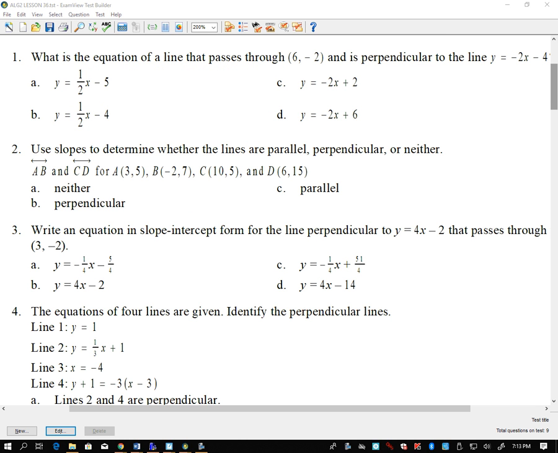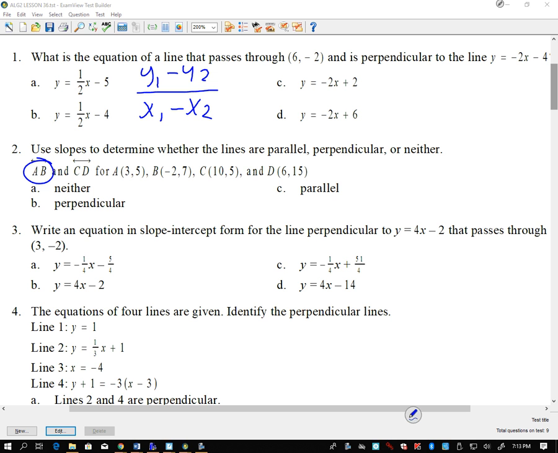Okay. Number 2, it says use slopes to determine whether the lines are parallel, perpendicular, or neither. They're showing me A, B, and C, D. So I got 3/5, negative 2/7, 10/5, and D is 6/15. So without having to go to a coordinate plane and actually plot these things out, first thing it says is AB. All right, so we want to find the slope of AB. That is this equation, y1 minus y2 over x1 minus x2.